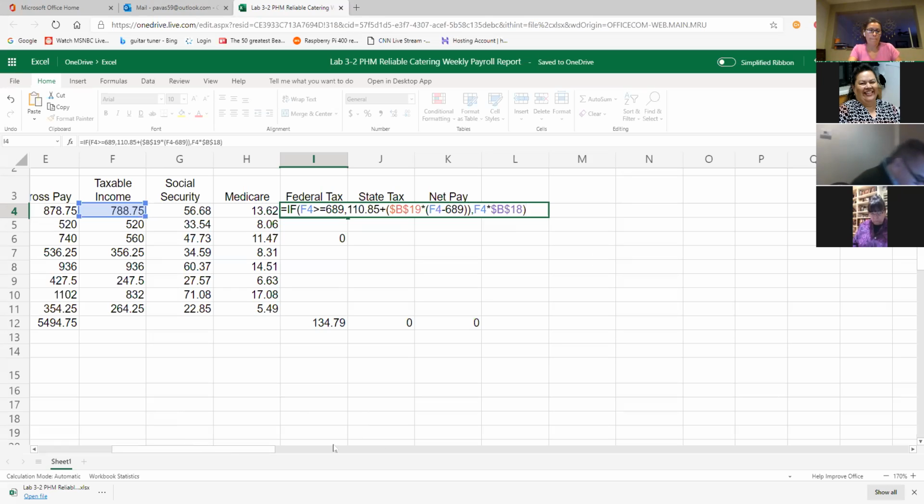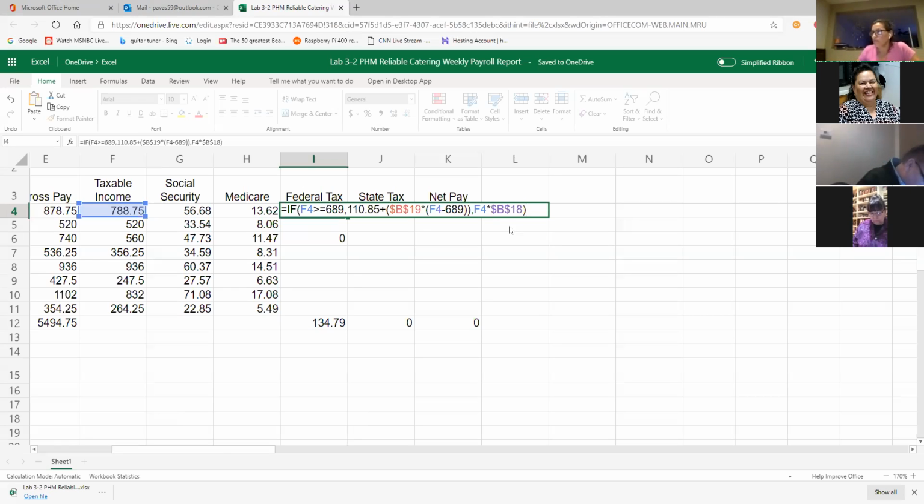See, because the thing is, if it's higher than 689, then it has to pay tax, 110. But if it's less, then it doesn't pay the tax. How many parentheses you're supposed to have, Mr. Vasquez? 1, 2, 3 parentheses. You have 3 open parentheses and 3 closing parentheses going the other way. And I only had 2. That's why it was giving me an error.